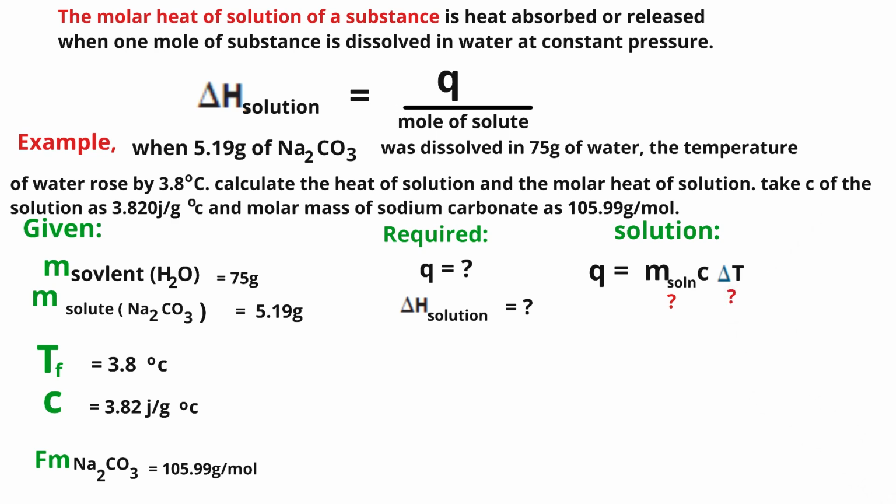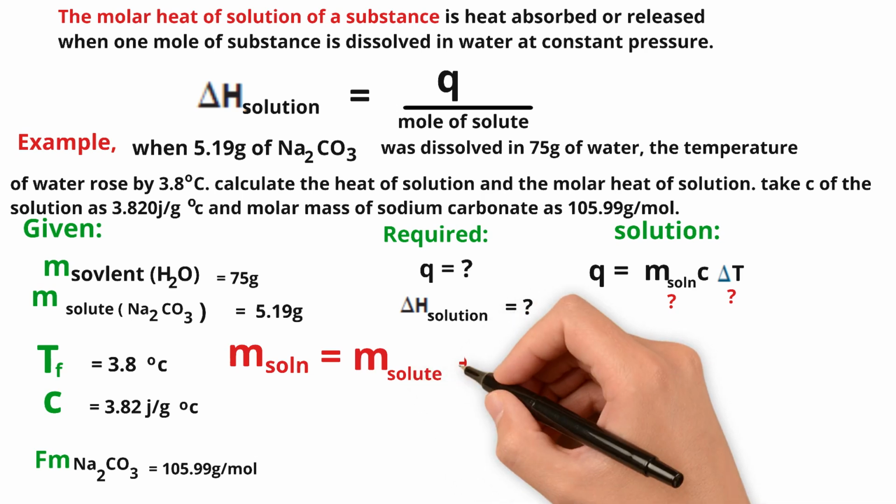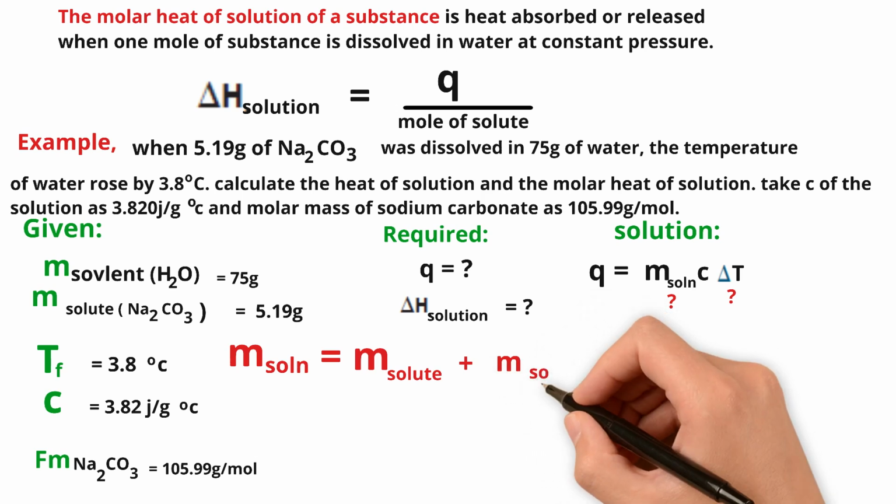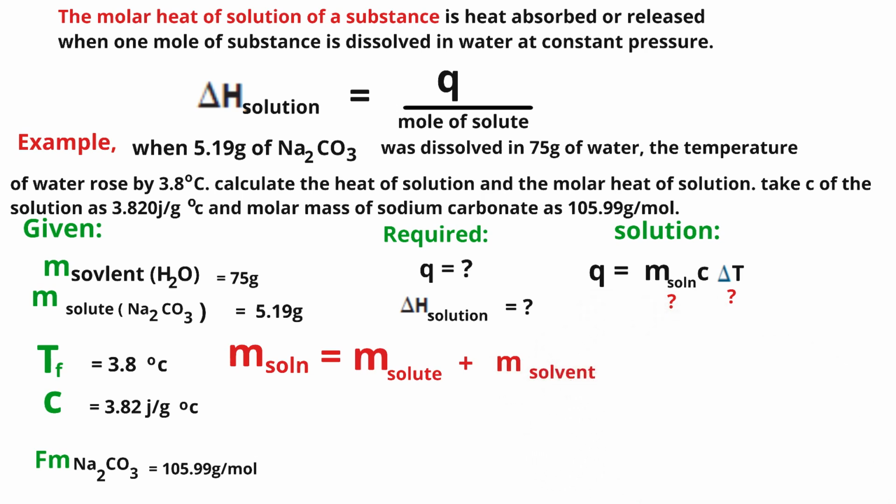Mass of a solution is equal to mass of a solute, which is given, plus mass of a solvent, again, which is given. So mass of a solute is equal to 5.19 gram. Mass of a solvent is equal to 75 gram. Therefore, mass of a solution is equal to 5.19 gram plus 75 gram, which is equal to 80.19 gram.